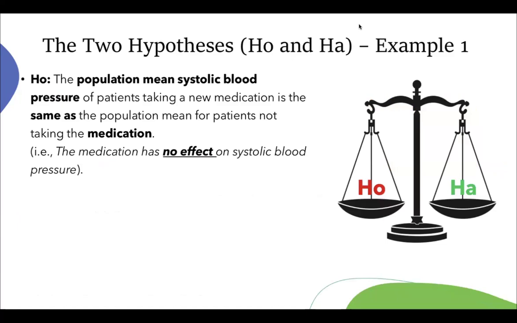Okay, the two hypotheses, H0 and HA. Let's look at example 1. The null hypothesis, H0. We're going to make a claim about the population parameter. The population mean systolic blood pressure of patients taking a new medication is the same as the population mean for patients not taking the medication. In other words, the medication has no effect on systolic blood pressure. Okay, this piece right here, this explanation, is not officially part of the null hypothesis. I'm adding it here for explanation.